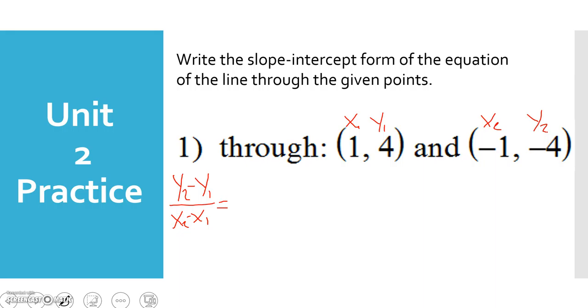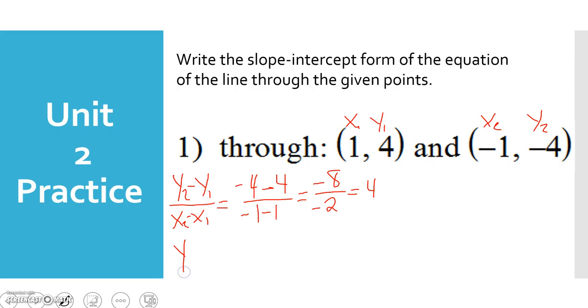So our y2 is negative 4 minus 4. And then our x2 is a negative 1 and our x1 is a 1. So negative 4 minus 4 is negative 8. And negative 1 minus 1 is a negative 2. And negative 8 divided by negative 2 is positive 4. So now that we've done that, we'll just put this in point-slope form.